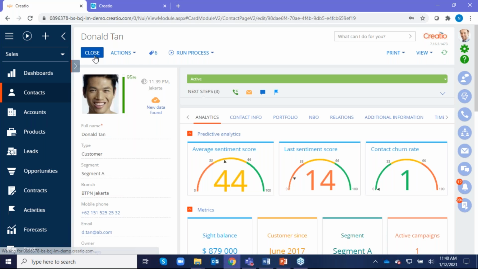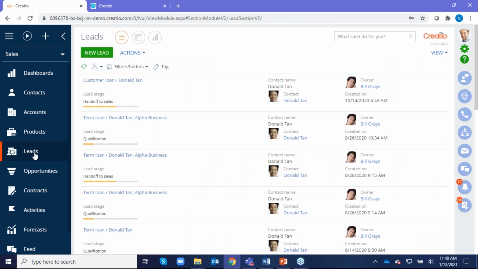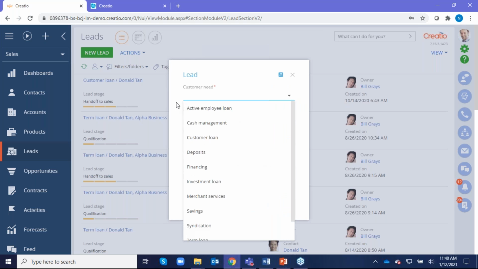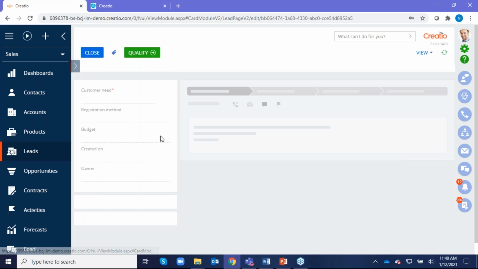That's number one. The second part you can do is obviously the numeric prediction or predictive scoring. For that, we can generate a new lead. So let's go ahead and create a new lead right now. You can see that when the new lead, let's say from an investment loan perspective, and I'll put Alex Donald Tan, click save. So basically what I've done is I've created a new lead.